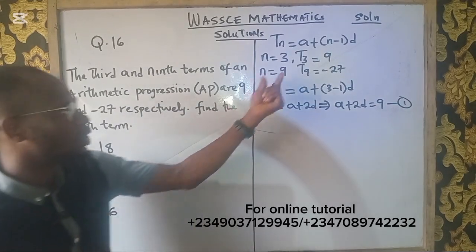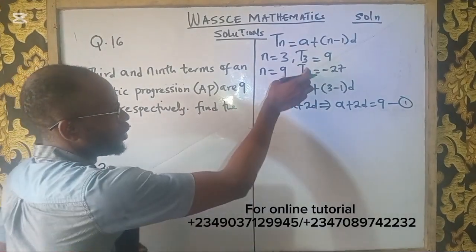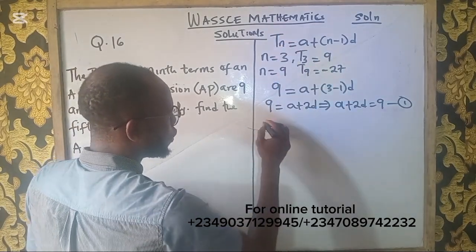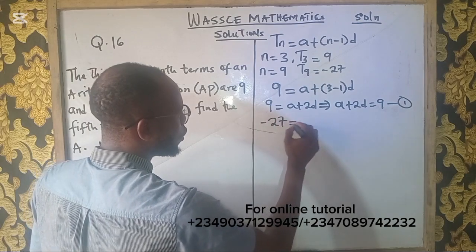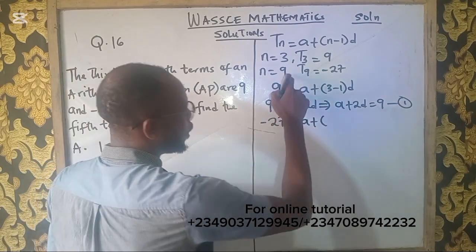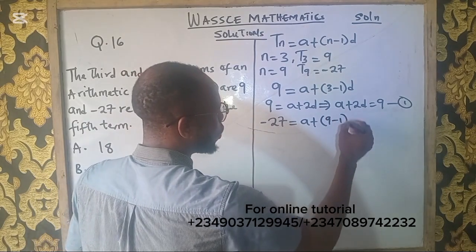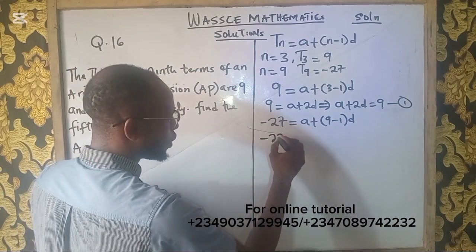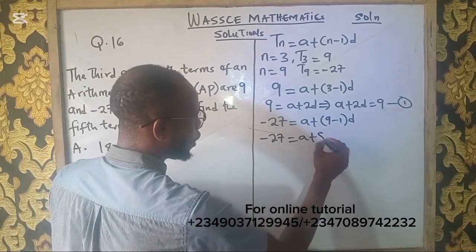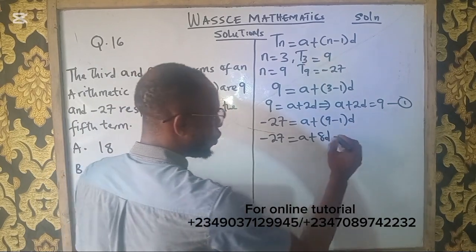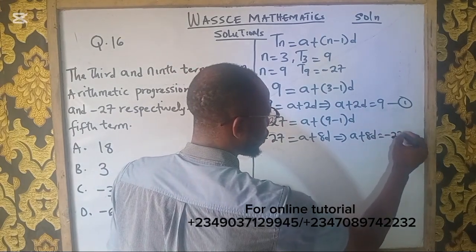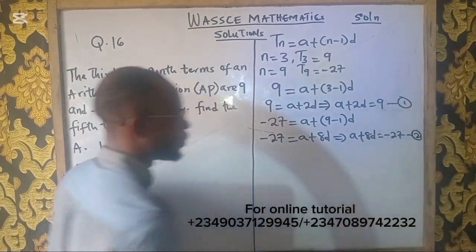If you do the same thing with the second value given to us, T9, instead of writing Tn, you put minus 27. Which means minus 27 equals A plus the number of terms, 9 minus 1, close bracket d. So we have minus 27 equals A plus 8d. This also implies that A plus 8d equals minus 27, and we call that equation 2.